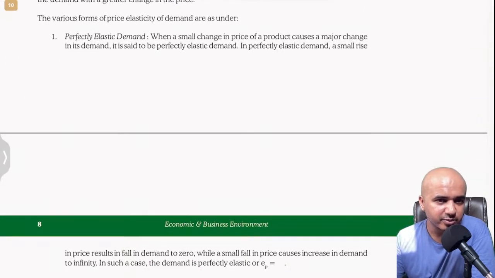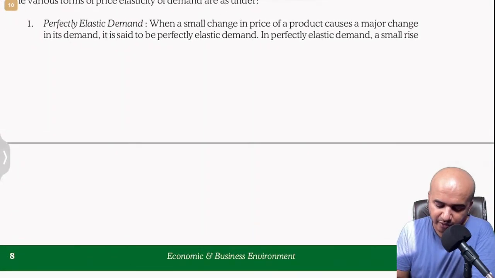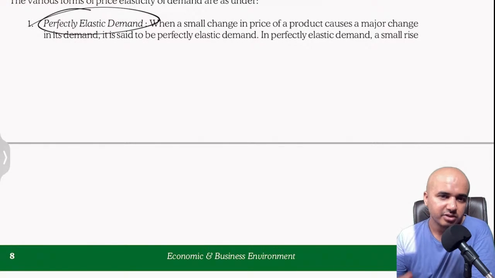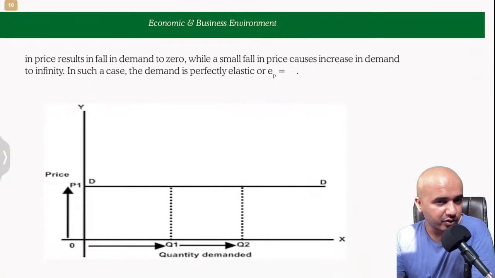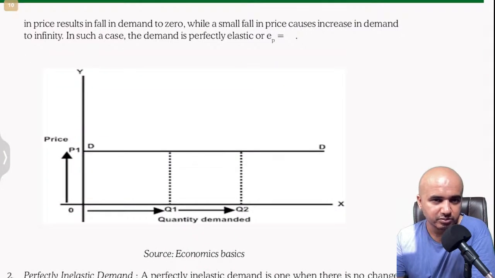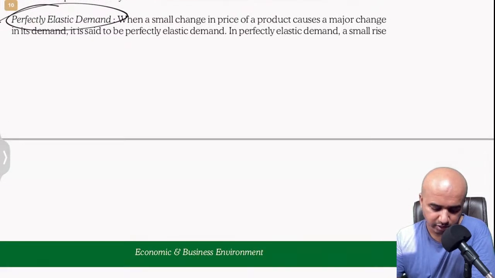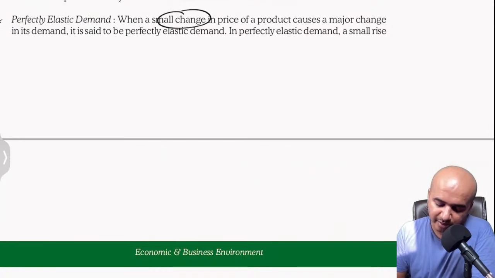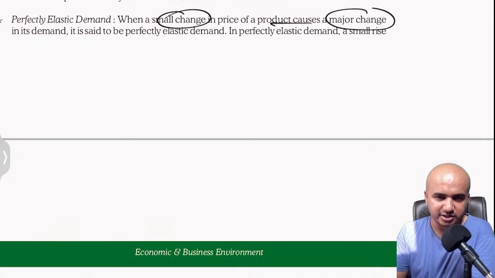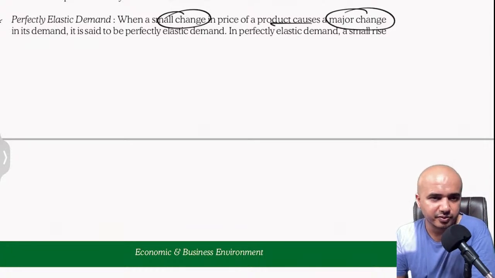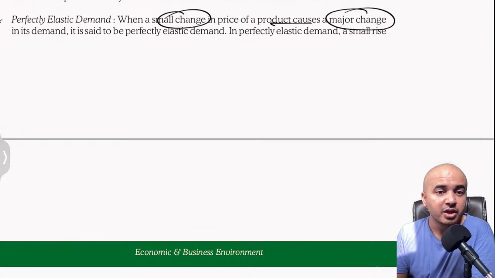Of course, there are different types of elasticity which they explain, like perfectly elastic demand, which I explained. If there is 10% decrease or increase in the price of the commodity, there will be 10% increase or decrease in the demand for that as well. Okay, sorry, this is not the same thing, this is slightly different. When a small change in the price of a product causes a major change, okay, this is not perfectly elastic, that is unitary elastic.